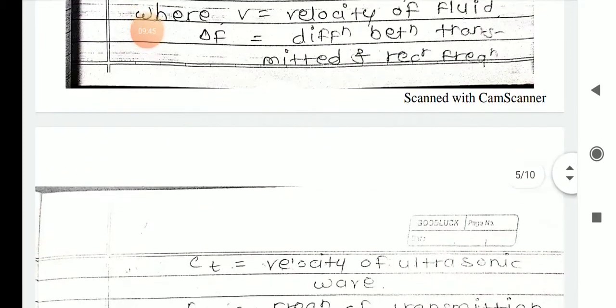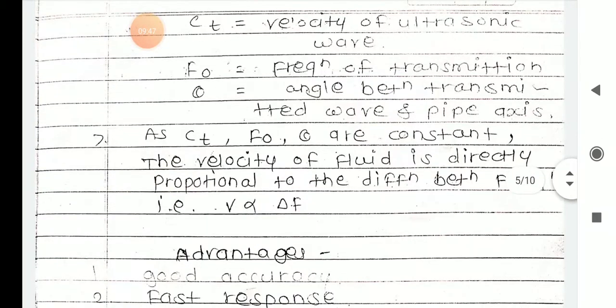Next, as CT, F0 and theta are constant, the velocity of the fluid is directly proportional to the difference between the frequencies, that is V is directly proportional to delta F. So this is the final equation, which comes under delta F, the change in the frequency. As you know, it may increase or decrease, depending on the example I gave with respect to the train and person.